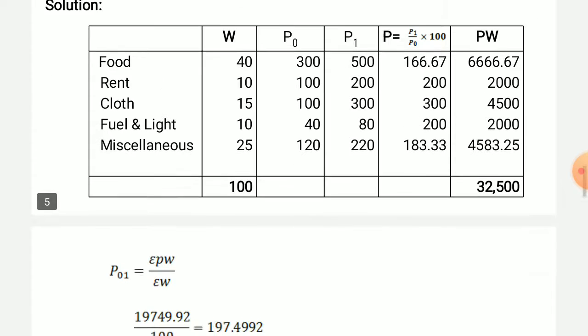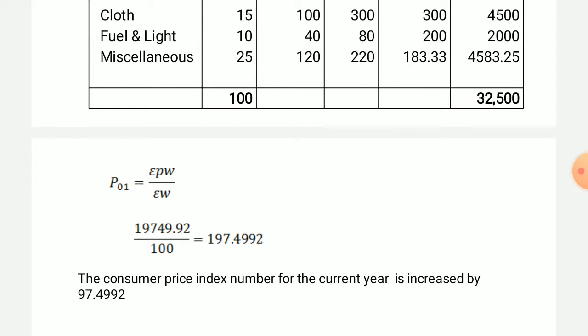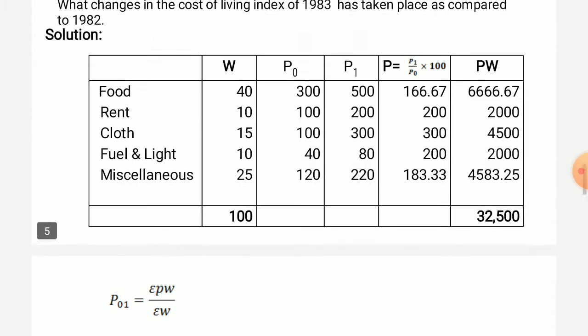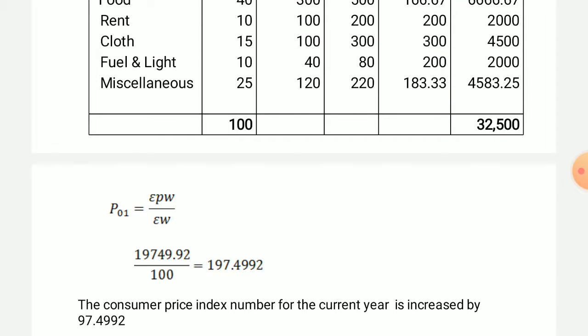Now, substituting the values of sigma PW and sigma W in the formula, the price index number for the current year is sigma PW by sigma W. This is 19,749.92. This is not the value of PW. Here we have to take 32,500, the value of PW.